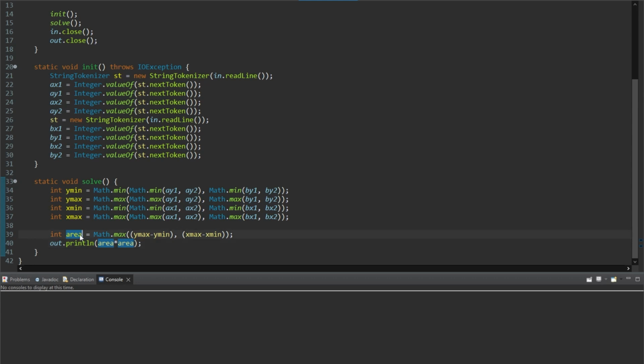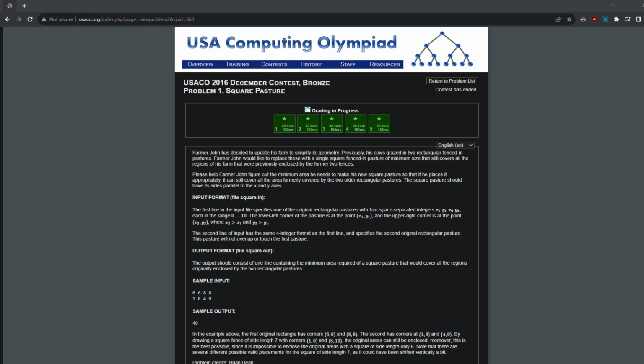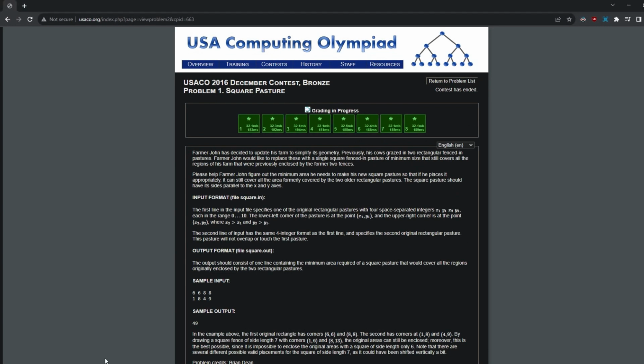To make it more understandable, just so we don't get confused, I'll actually rename this to side, but it's the same concept, right? So that's all we're doing. We're trying to find the bigger side of the two sides, and then we're outputting the area of that square, okay? So now that we've done that, we're ready to submit. Yeah, so our program passes all of the test cases, as you guys can see. So that's the Square Pasture problem.